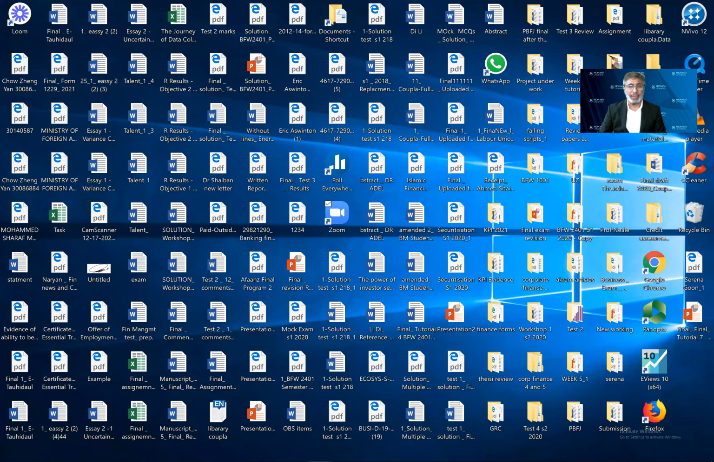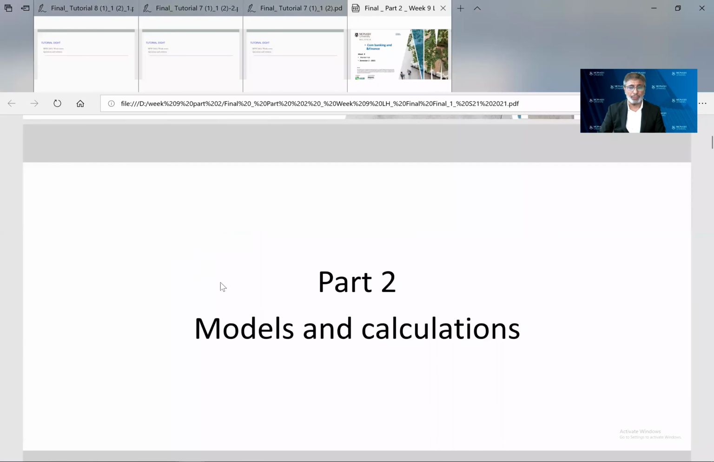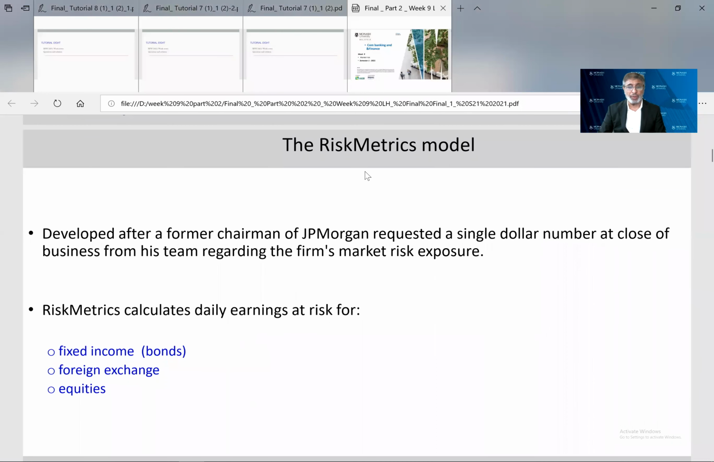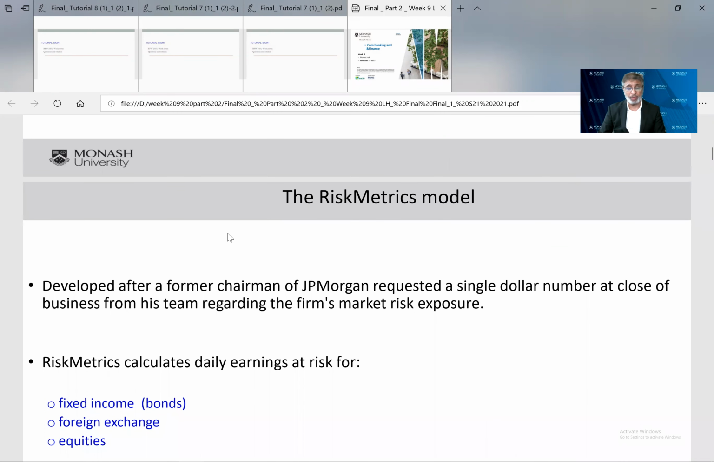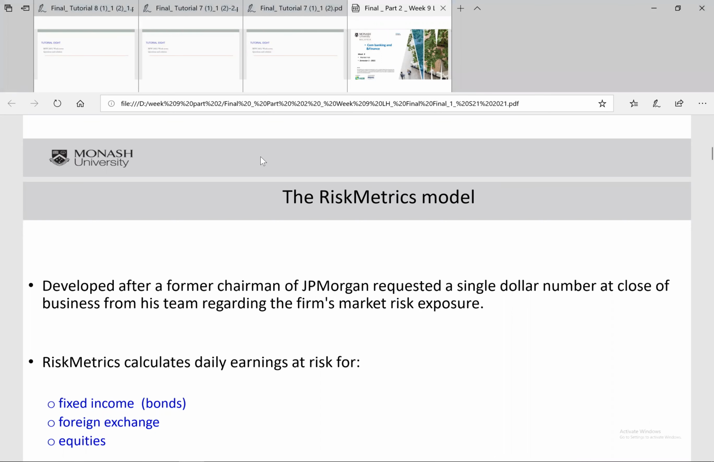So having said that, if you allow me to share my screen, this is actually what we are doing. This is part two, and we are doing the models and the calculation. And so the risk matrix, remember, what we are going to do now is the risk matrix model. If you allow me, because I need to write something here.